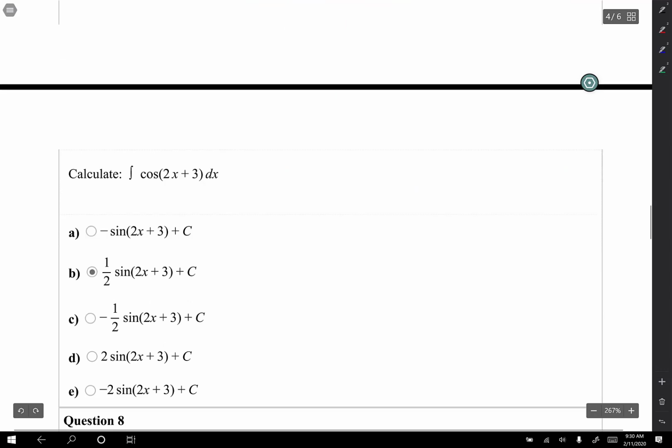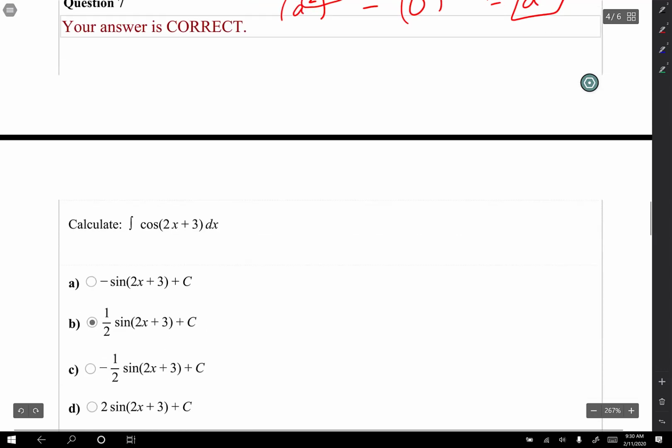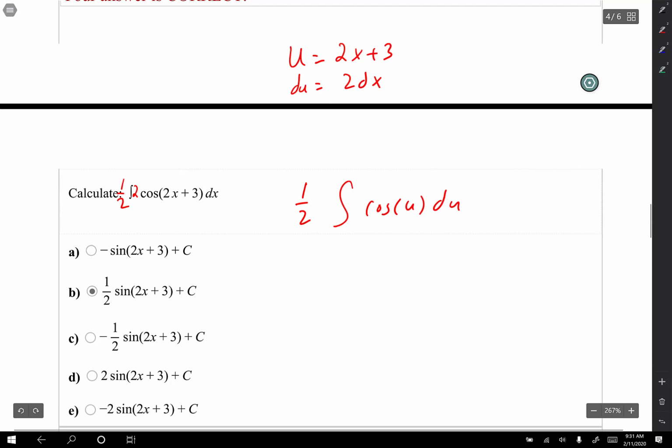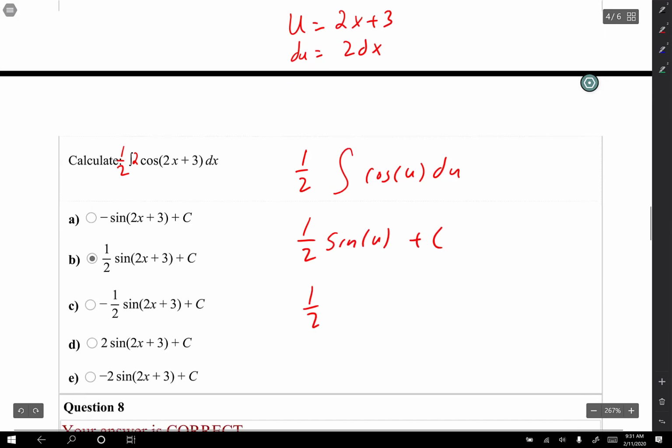All right. On this one, you really don't need u substitution unless you really want it. u is 2x plus 3. So then du is going to be 2 dx. So I put a 2, I put a half. So 1/2 integral cosine of u du. And if you see it, you don't need it. Antiderivative of cosine is sine plus c. And just plug back in the u. What was the u? Sine of 2x plus 3 plus c. And there it is.